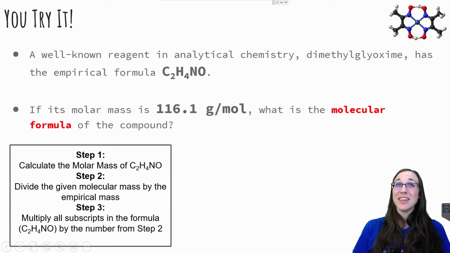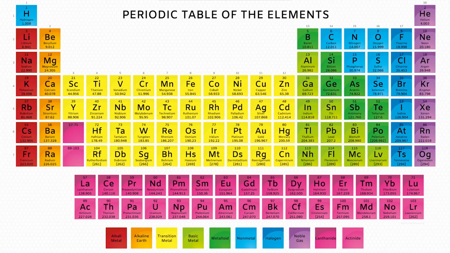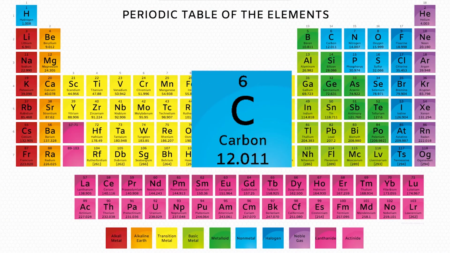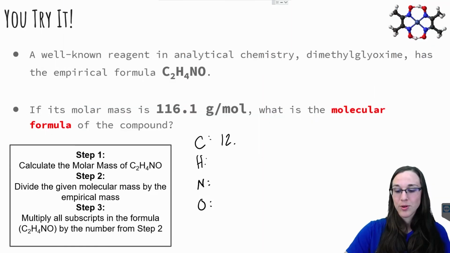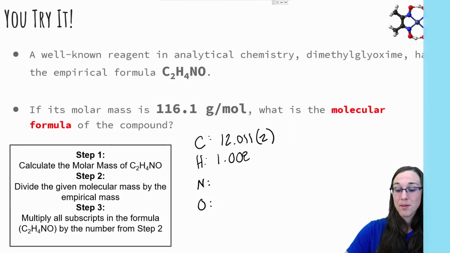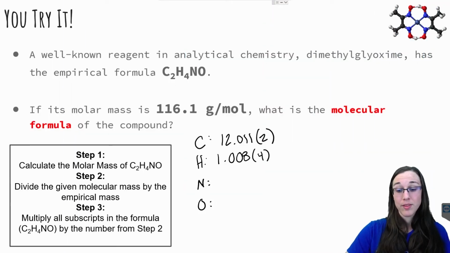First, we need to calculate the molar mass of C2H4NO using our periodic table. So let's list out our atoms that are present in that molecule. We have carbon, we have hydrogen, we have nitrogen, and we have oxygen. Each carbon brings to the table 12.011, and we have 2 of those. So 12.011 times 2. For hydrogen, we have 4 of those, and each hydrogen atom has 1.008 mass. And again, there are 4 of them.